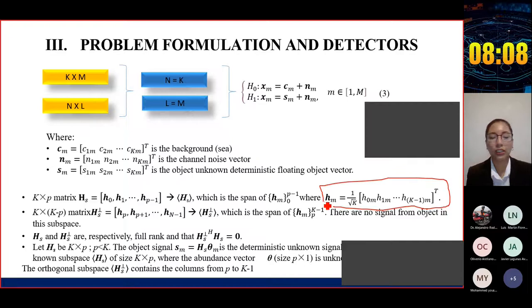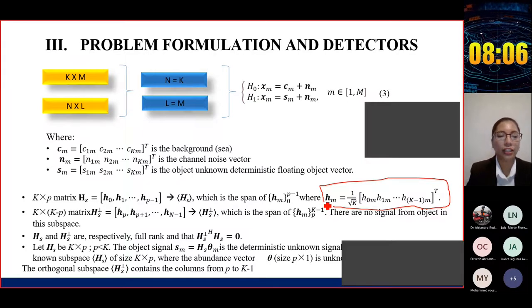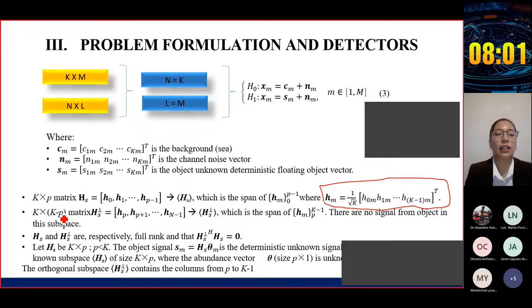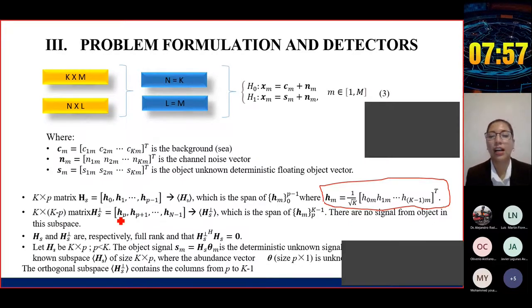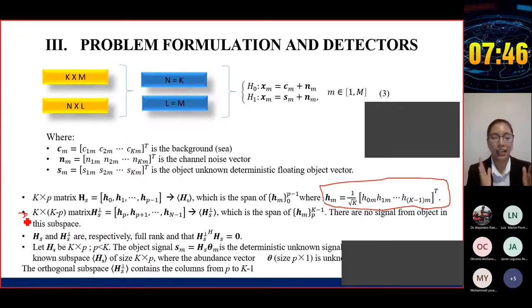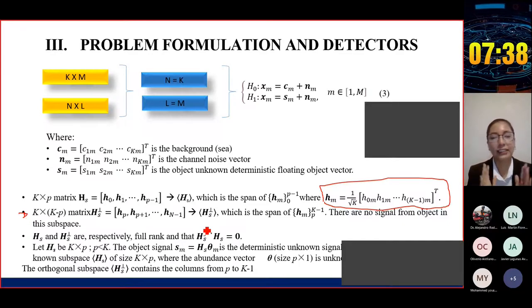Now, the second point is that K per K less P is in our Vandermonde matrix, and we have another condition: here there are no signals from the object in the subspace. And our third point is that the matrix H and the matrix are respectively full rank and equal to 0.